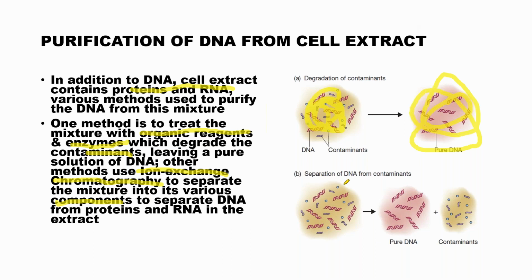You have two methods. See here, you can see a mixture of our cell extract. You have DNA, RNA, protein, etc. You are going for ion exchange chromatography. As a result of ion exchange chromatography, you are getting two phases. The first phase consists of pure DNA. The second phase consists of contaminants.